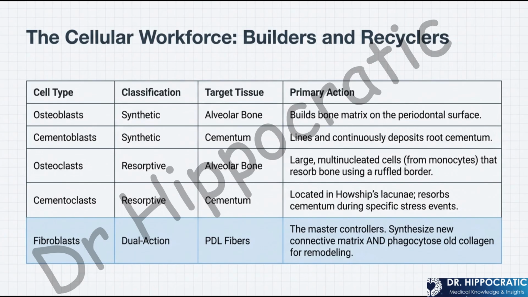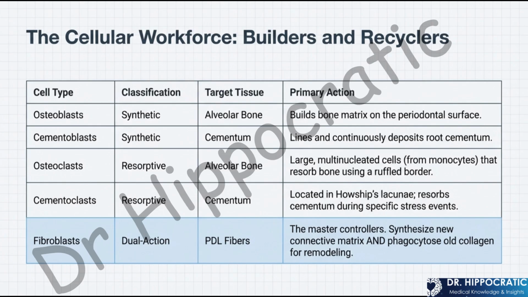Those are the resorptive cells. Osteoclasts are these large multinucleated cells that use a highly specialized ruffled border to grip onto bone and dissolve it. And cementoclasts, which live in little microscopic caves called Howship's lacunae, are deployed to resorb the cementum during severe stress events. Exactly. But then at the very bottom of the slide, the fibroblasts are highlighted in a unique blue box. They are listed as dual action.